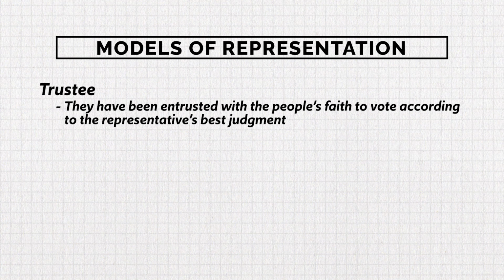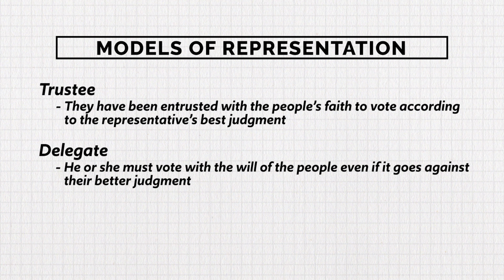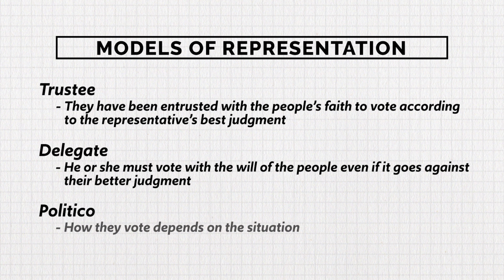judgment. Other representatives follow the delegate model, which means that the representative believes that he or she must vote with the will of the people, even if it goes against their own better judgment. And you find this model more in the House, since their 2-year terms make them more accountable to the people. And then still other representatives adopt the Politico model, which is basically just a blend of the other two. For the Politico, how they vote depends on the situation. Like if there's a strong public opinion on an issue, the Politico will consider that when voting and may act like a delegate. If not, they will vote like a trustee.